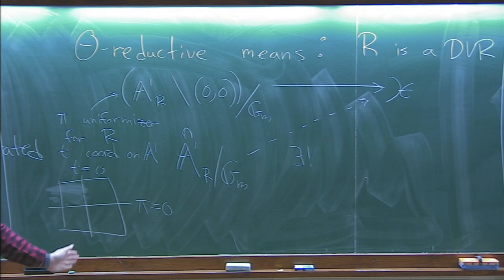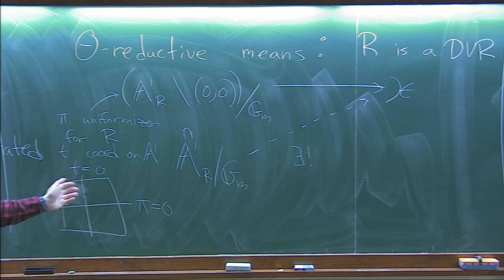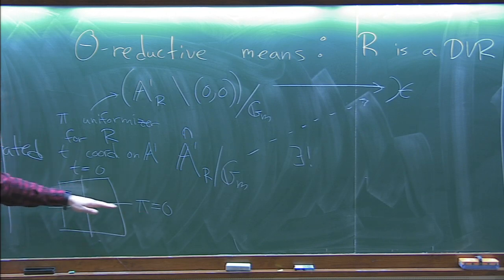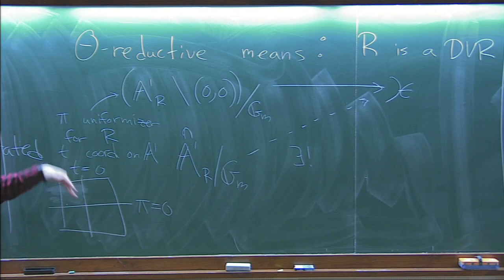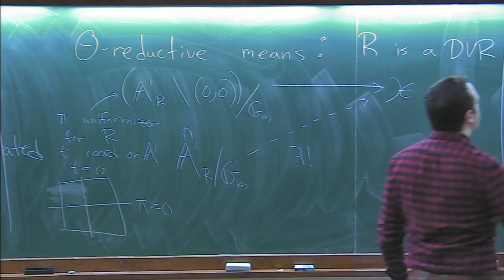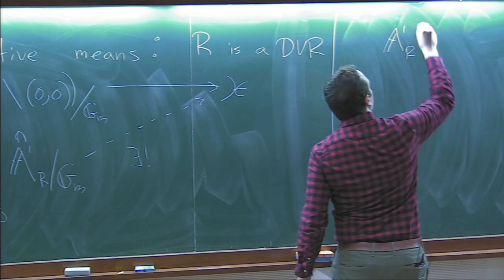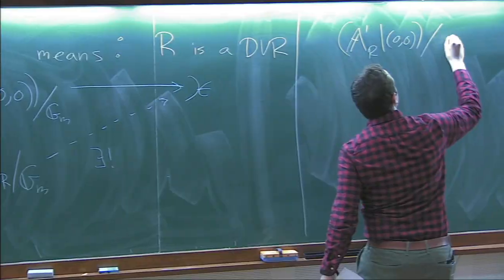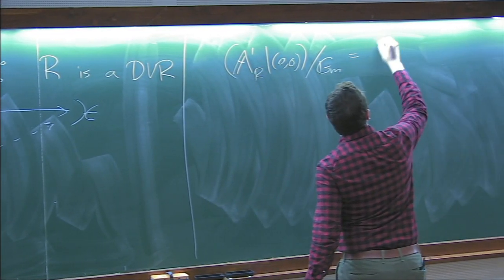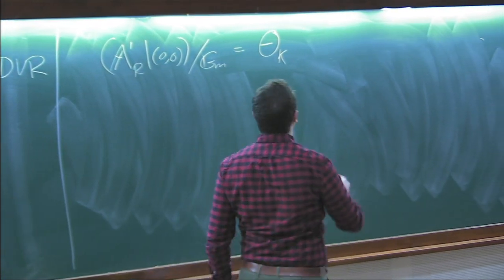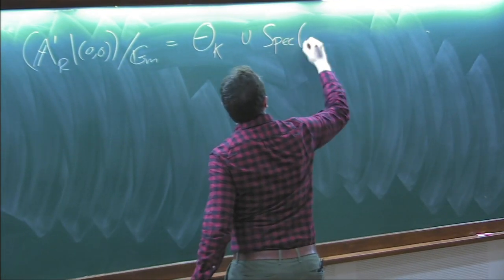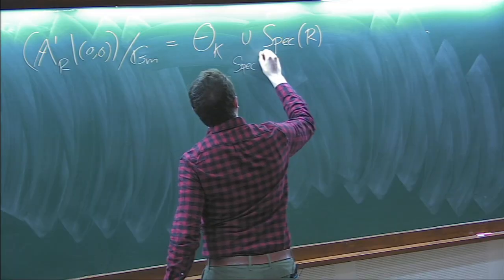And if I remove the line t equals 0, then G_m acts freely. So if I remove the line t equals 0 and then quotient by G_m, this is just a copy of spec R. If I remove the line pi equals 0, then this is just a copy of A1 over the generic point, so it's A1 over the fraction field K, and then G_m acts in the usual way. So in fact, this little stack, A1_R minus (0, 0) mod G_m, is really a copy of what I'm calling Theta_K. It's A1_K modulo G_m,K, union a copy of spec of R, union over this generic point spec of K.